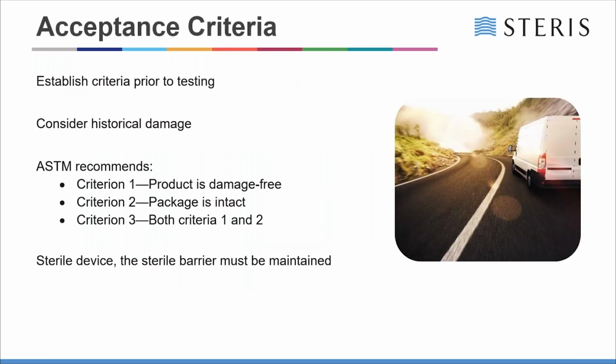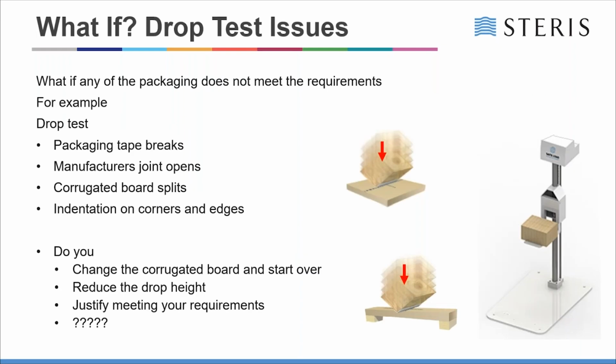Acceptance criteria is probably one of the biggest things here, in relation to the whole packaged product system. What are the acceptance criteria? I, as a test lab, can't tell you that. The standards can't tell you that. The ASTM D4169 standard does actually state that criteria 1, the product must be damage free. Criteria 2, the package is intact. And criteria 3, both criteria 1 and 2 are applicable. Again, for sterile barrier systems, this is an absolute must. It must be actually looked at.